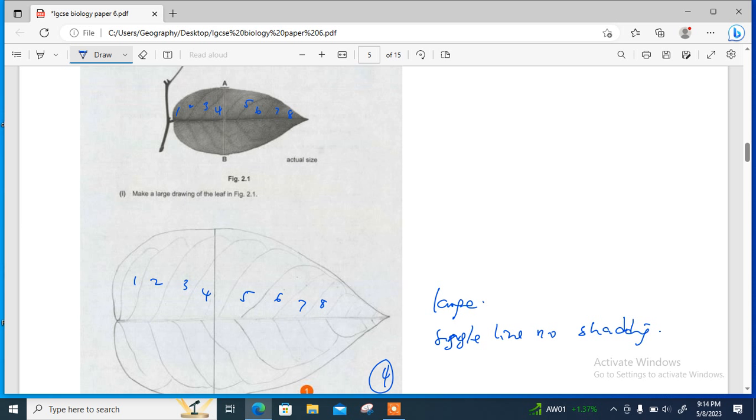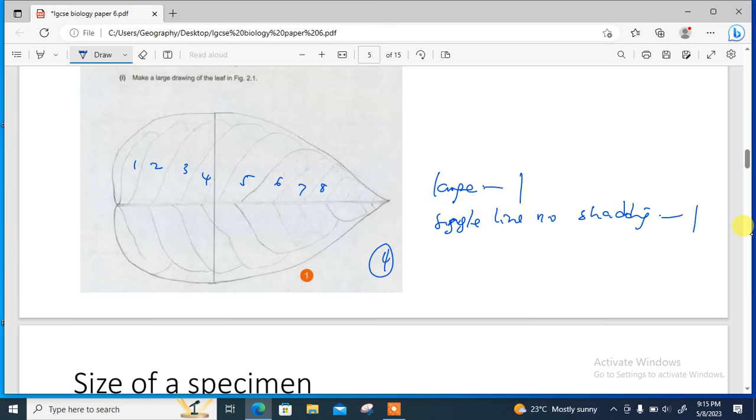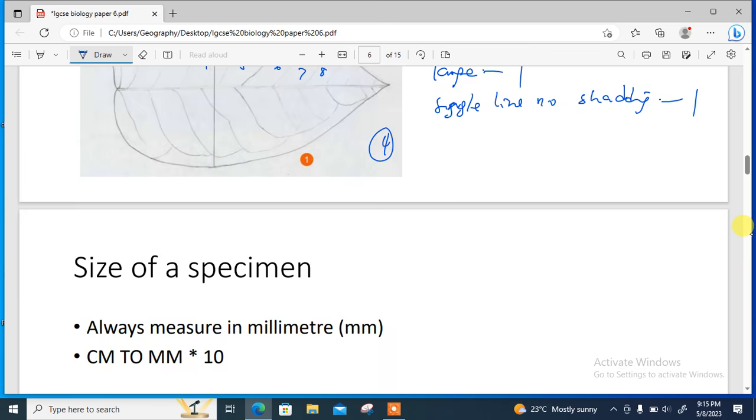Single line, large, for it to just be large alone is 1 mark. Single line is 1 mark. Detailed is 1 mark. No shading, you get another mark. So you definitely get your 4 marks. So this is just samples that I need you to take note of.